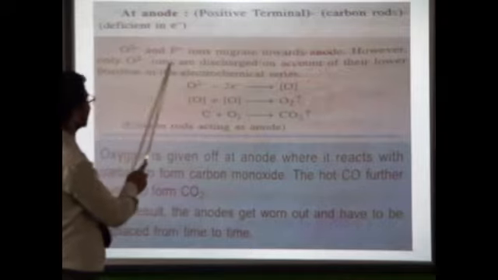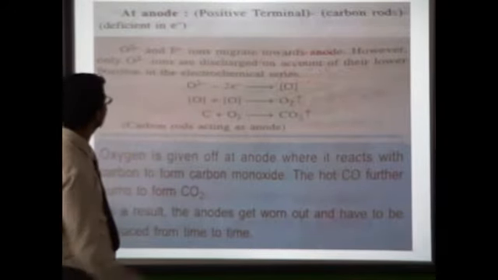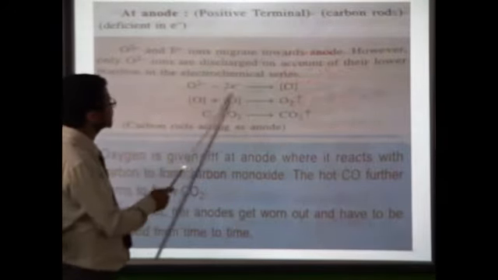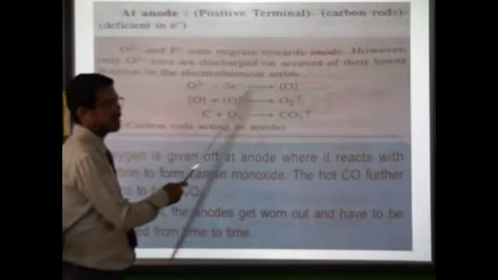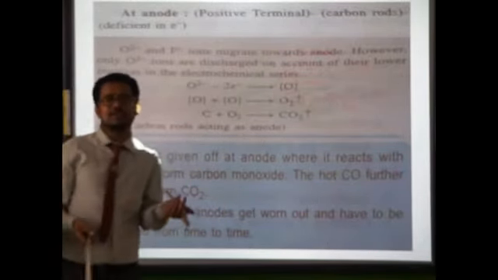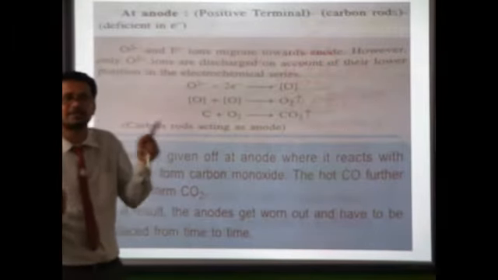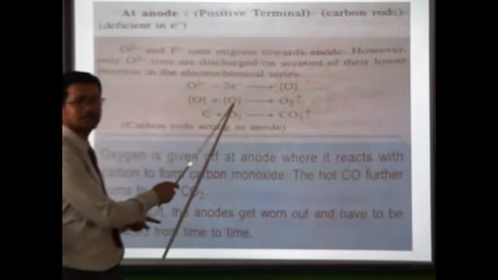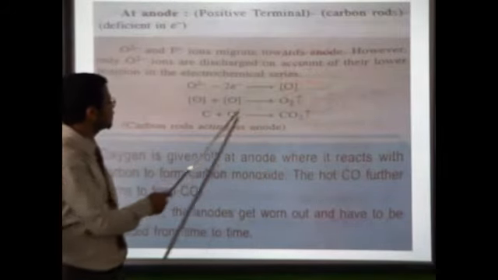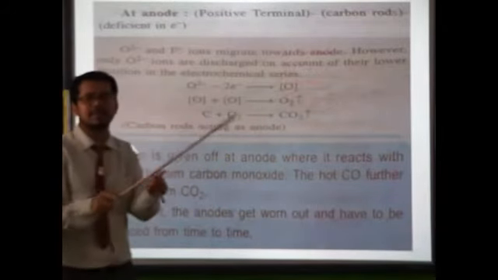However, only oxide ions are discharged on account of their lower position in the electrochemical series. So O2 minus gives 2 electrons and becomes an oxygen atom. This oxygen atom does not exist independently in nature, hence it combines with another oxygen atom to form an oxygen molecule. So this oxygen molecule comes in contact with the carbon.